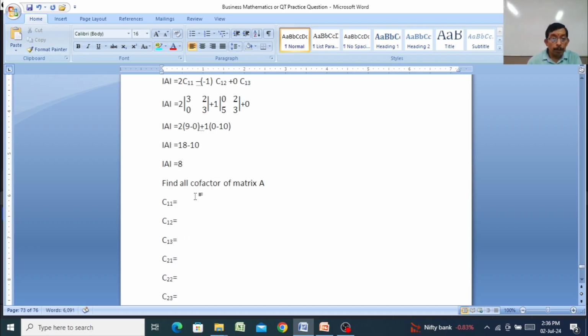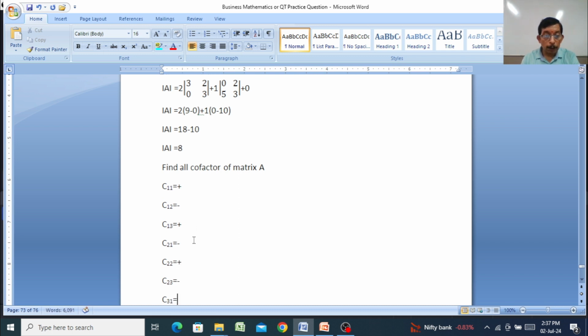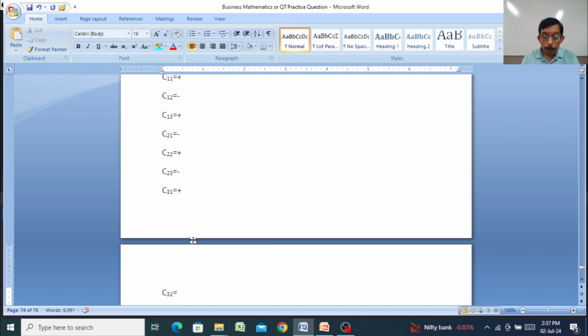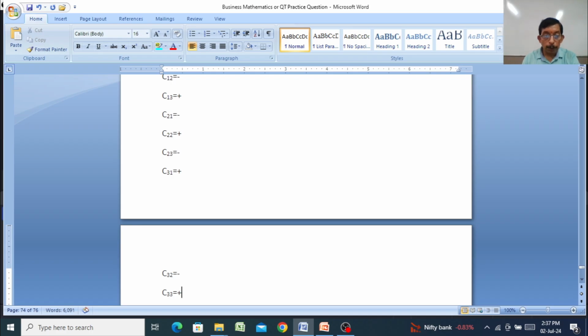Now simplify. C11: the sum of the indices is an even number, so we take the plus sign. C12: the sum is an odd number, so we take the minus sign. Take the alternate sign of each cofactor: plus, minus, plus, minus, plus, minus, plus.